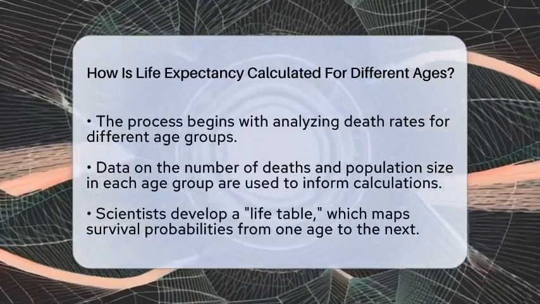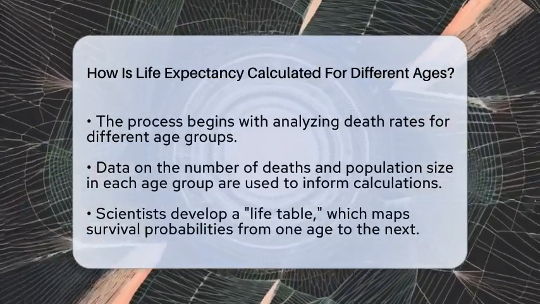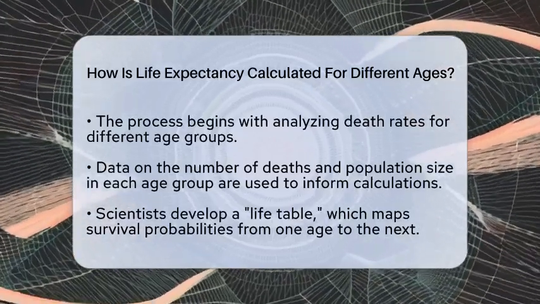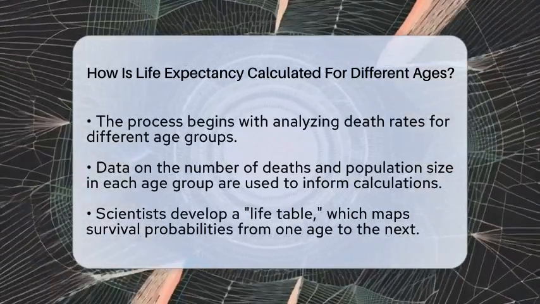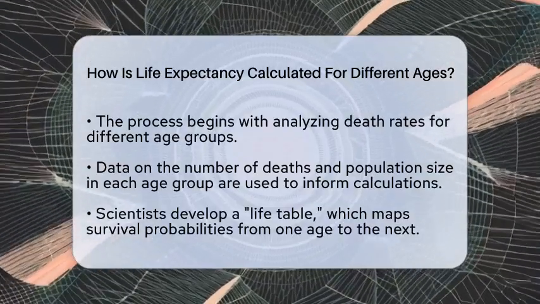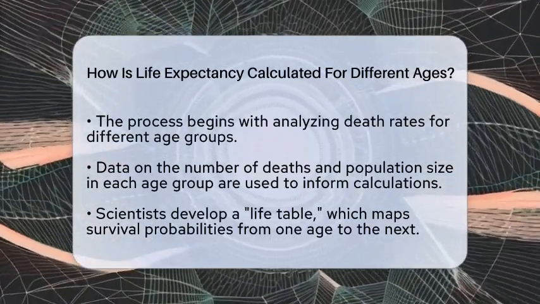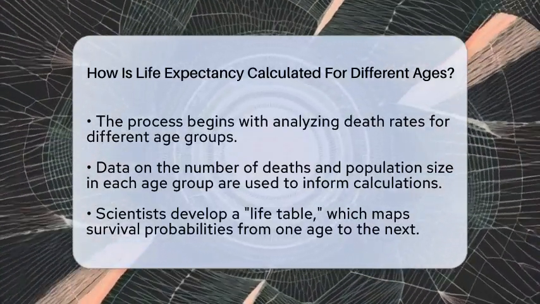It all starts with looking at death rates, which tell us how likely people of certain ages are to pass away. These rates are gathered from detailed data on how many people die in each age group and how many people are in those groups.